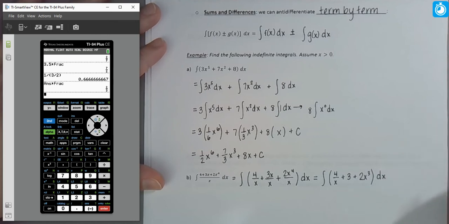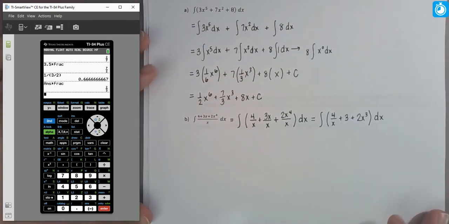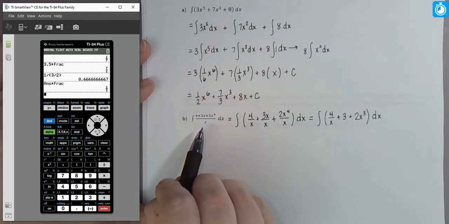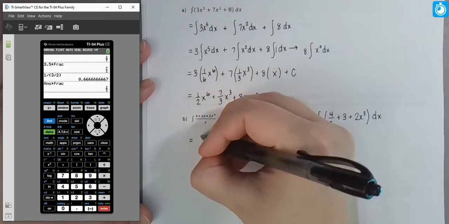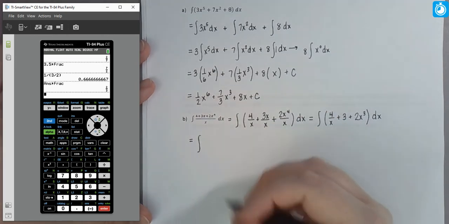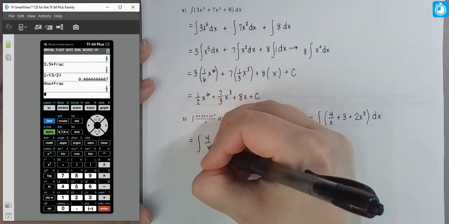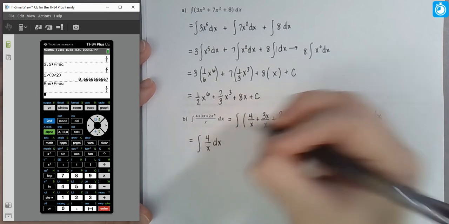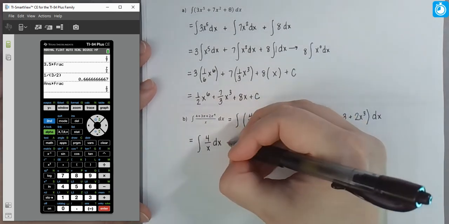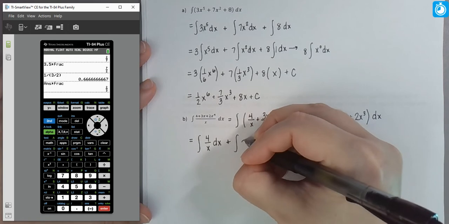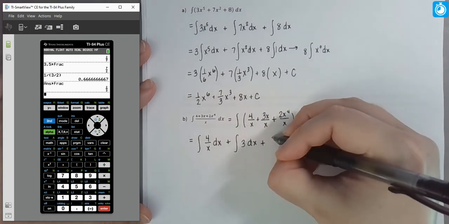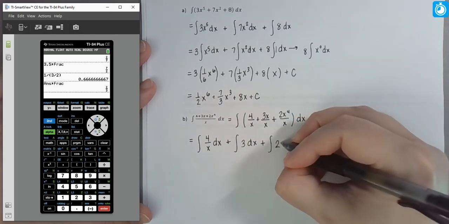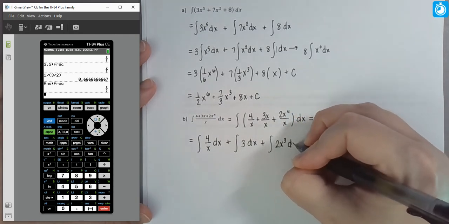And we're anti-differentiating, integrating with respect to x. So now that we have 3 separate terms instead of one rational expression, we can split this up and we can go term by term. So the antiderivative of 4 over x with respect to x, integrating with respect to x, plus the integral of 3 with respect to x, plus the integral of 2x cubed with respect to x.